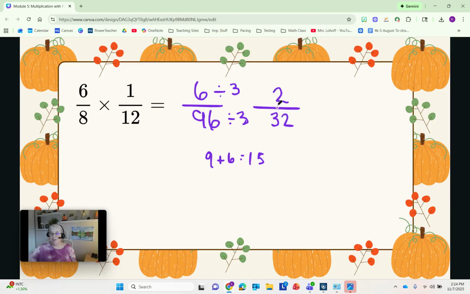Now I have 2 even numbers. I can always divide even numbers by 2. We don't have a 1 at the top yet, and I'm still looking. We can still reduce. 2 divided by 2, now we have the 1. 32 divided by 2 is 16. So the answer is 1/16.